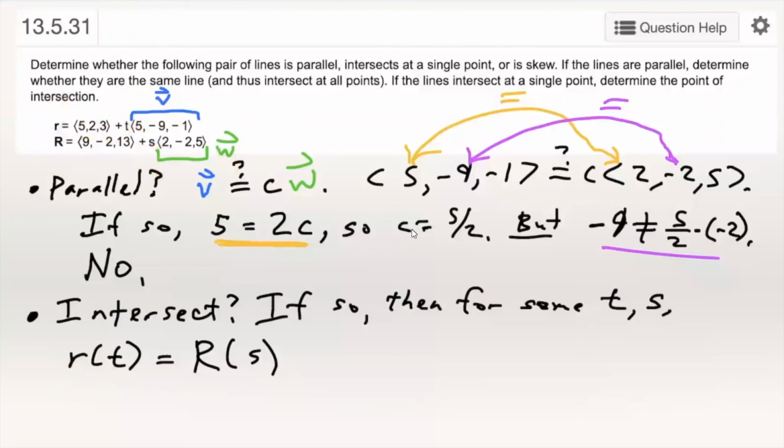So we write out this equation and try to solve for s and t. If we can find a solution, then we find the point of intersection. And if there is no solution, in other words, the system of equations that we'll get is contradictory, then the lines must be skew since they're not parallel and don't intersect.